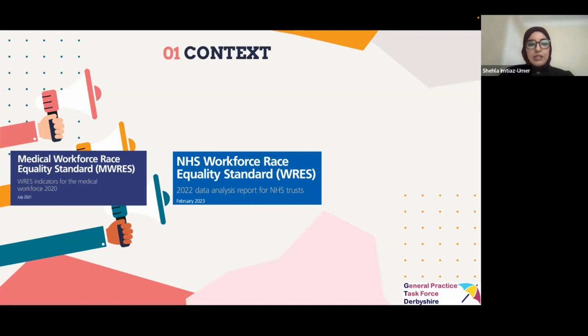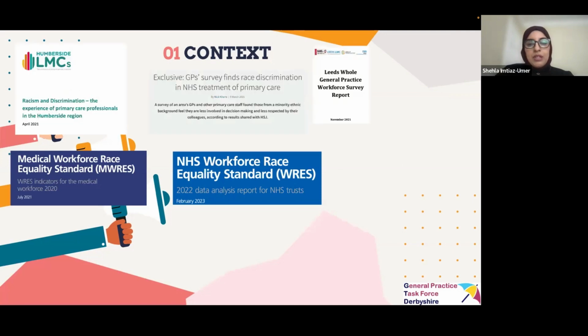And recognising that both of these significant reports were not covering the issues felt in general practice, local teams had a look at what was going on within their area. So Humberside was one of the first publishing their racism and discrimination report back in April 2021. And this was preceded very shortly, pretty much around the same time, by Doncaster. And then in November 2021, the Leeds Whole General Practice Workforce Survey report was published.